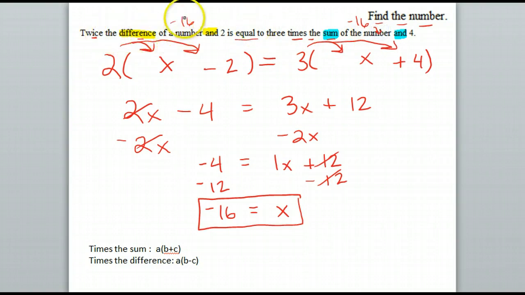Twice the difference of negative 16 and 2. Well, negative 16 minus 2 is negative 18. Twice that is negative 36. So left side we get a negative 36. Right side, 3 times the sum of negative 16 and 4. Negative 16 plus 4 is negative 12, times 3, negative 36. So it does work in the original wording. Okay, so that's what we mean by check it here in the original statement rather than what you set up, just in case you set it up wrong.